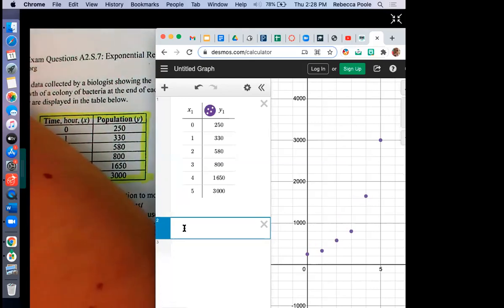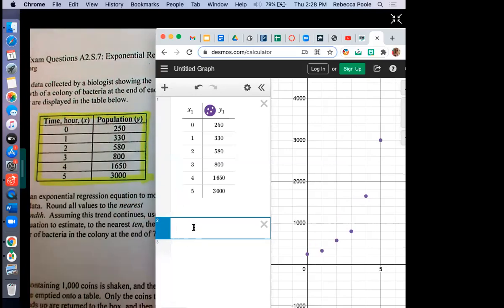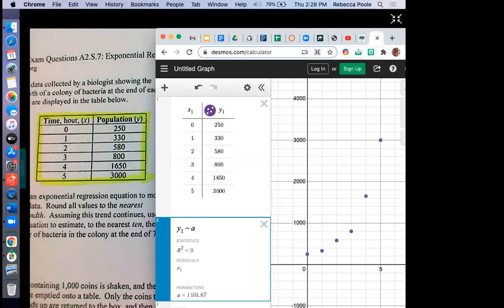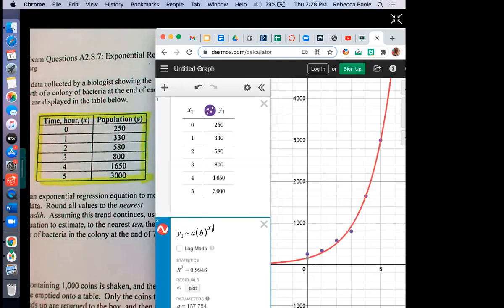So step 3, you click in a new box. And what do I type in to find exponential? Y1 squiggle. I heard A times B, which was good, raised to what? X1. Good job, y'all. The squiggle is above, it's beside the 1. You see it?